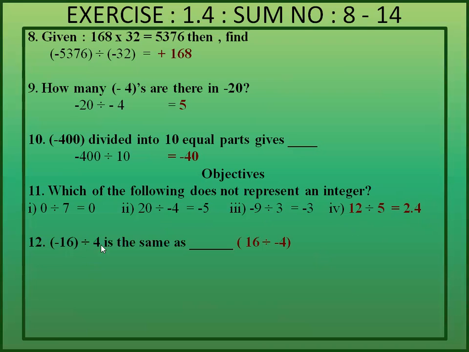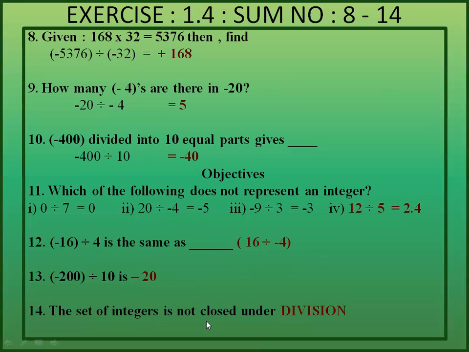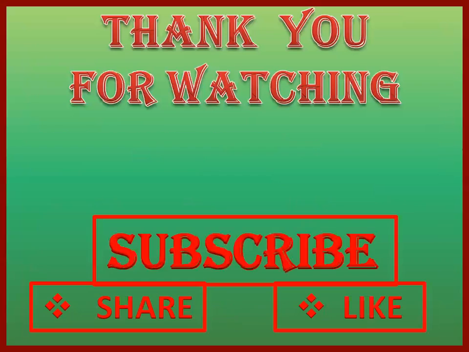Minus 16 divided by 4 is the same as 16 divided by minus 4, because here also you get the answer as minus 4 and here also you get the answer as minus 4. Minus 200 divided by 10 is minus 20. The set of integers is not closed under division. We already saw in the beginning, when we learned about the properties, that division is not closed. It does not come under the closure property.